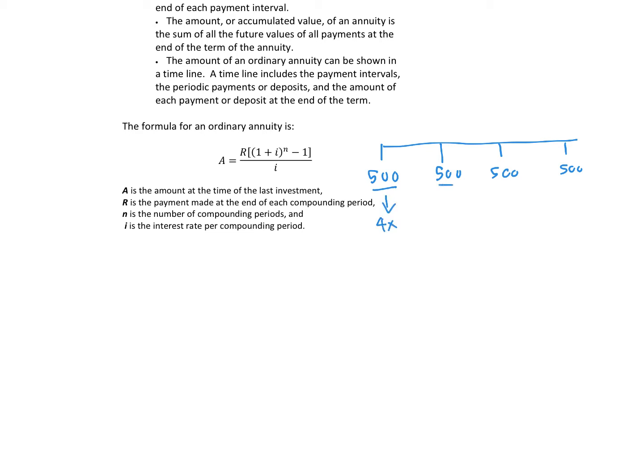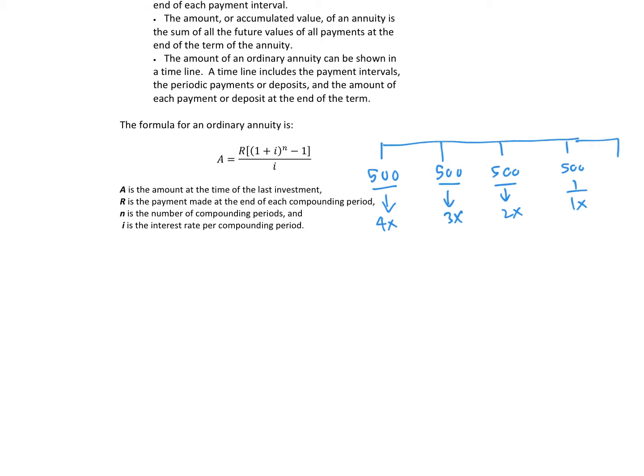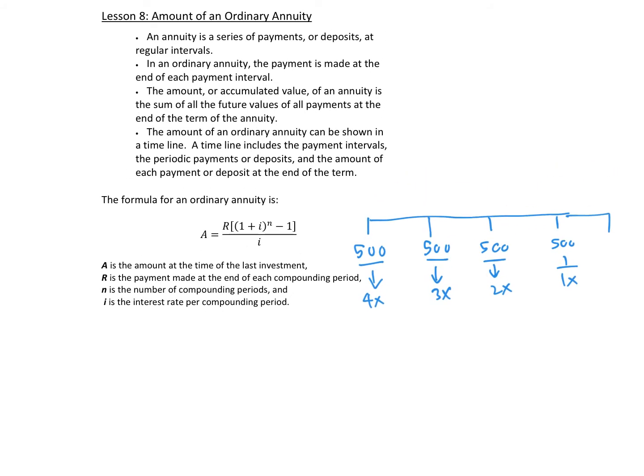The second deposit of $500 is deposited in the second interval, 3 months in, so it's going to earn interest only 3 times. The next deposit is only going to earn interest twice, and the last deposit would earn interest once. The money that's sitting in the longest earns the most interest, and so forth. There are very typical timelines you might see that look similar to this that represent an annuity.